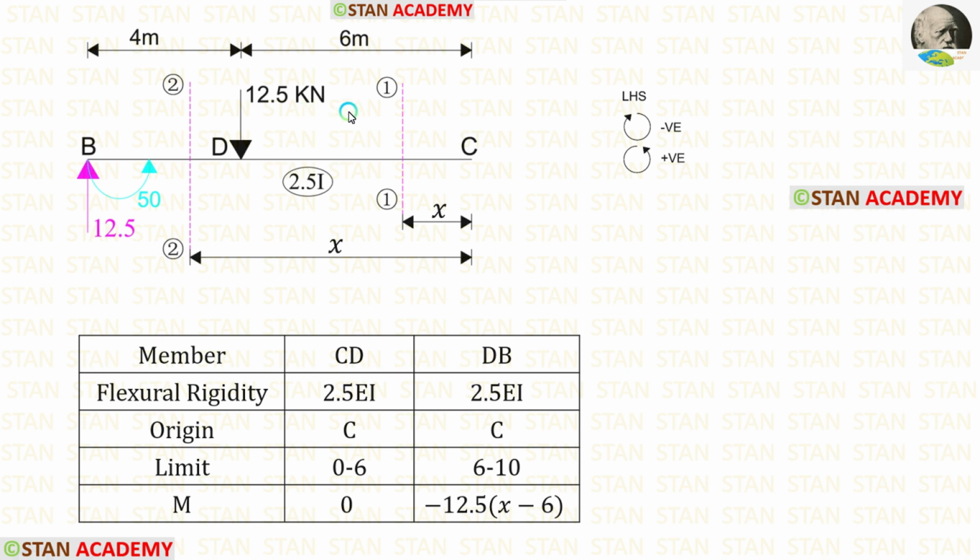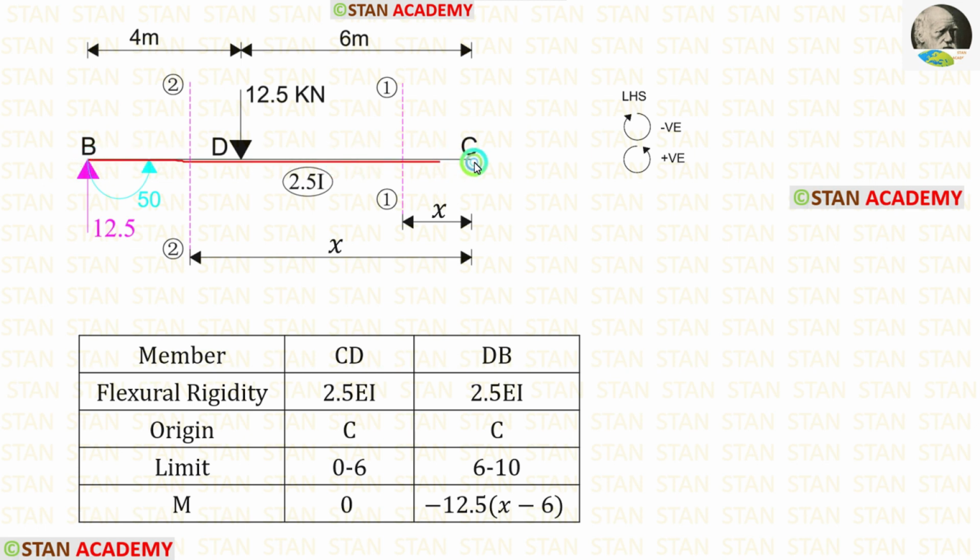We have made two sections in BC. I have made the first section at a distance of x from the point C. The second section is also at a distance of x from the point C. First, let us take the member CD. For CD, the origin of the section is C. The limits are 0 to 6.